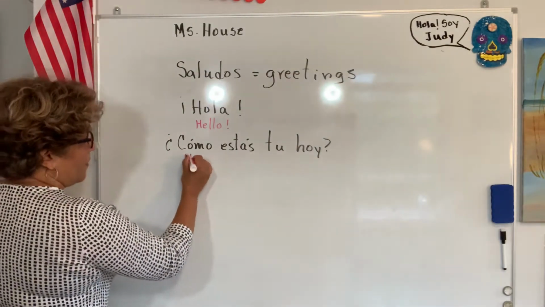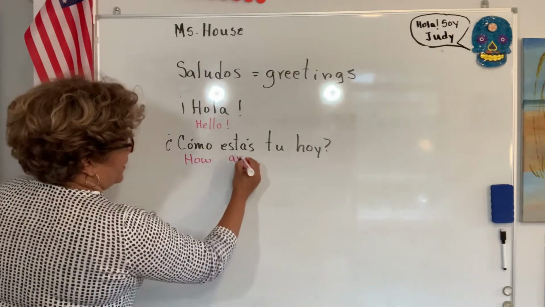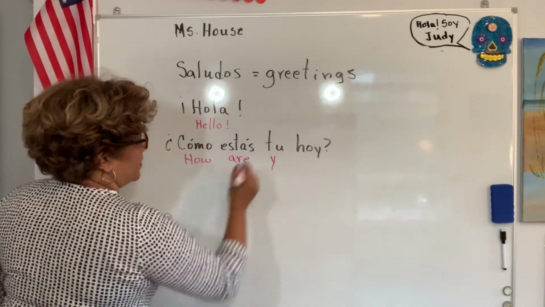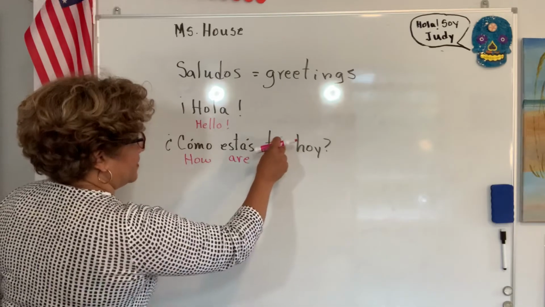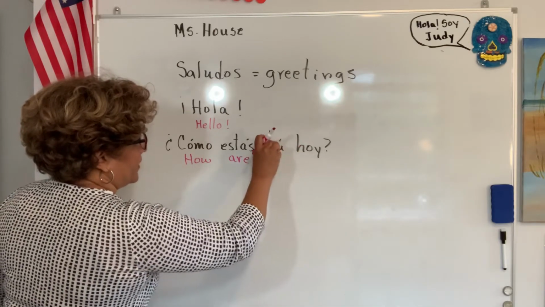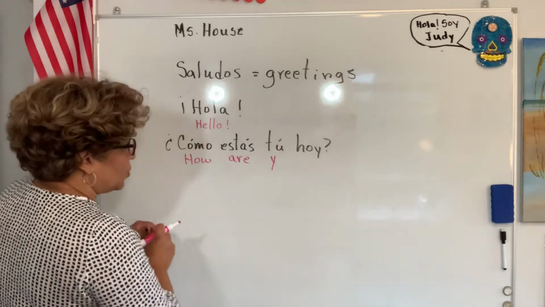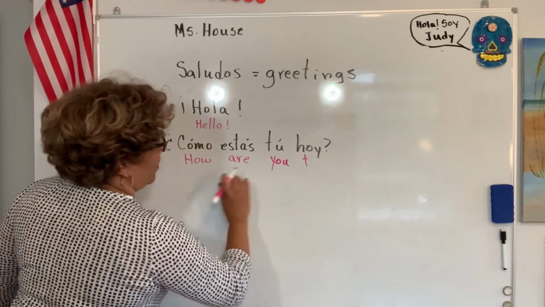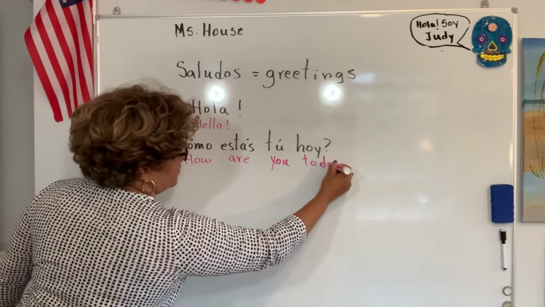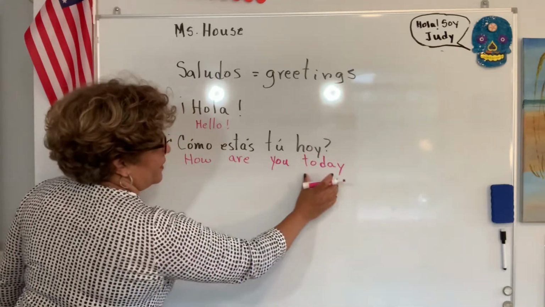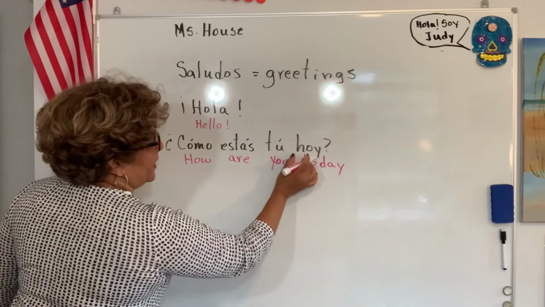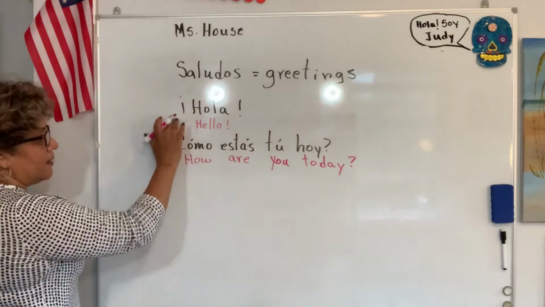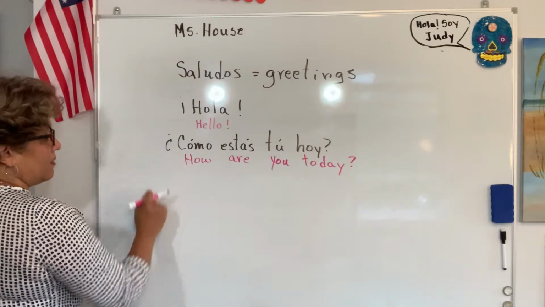¿Cómo is how? Estás is are. Tú is you. And it has an accent. The you has an accent. ¿Cómo estás tú? How are you today? Hoy is today. And you know that hoy with the H is silent, so you don't pronounce the H. This is a question mark. Hola, ¿cómo estás tú hoy?